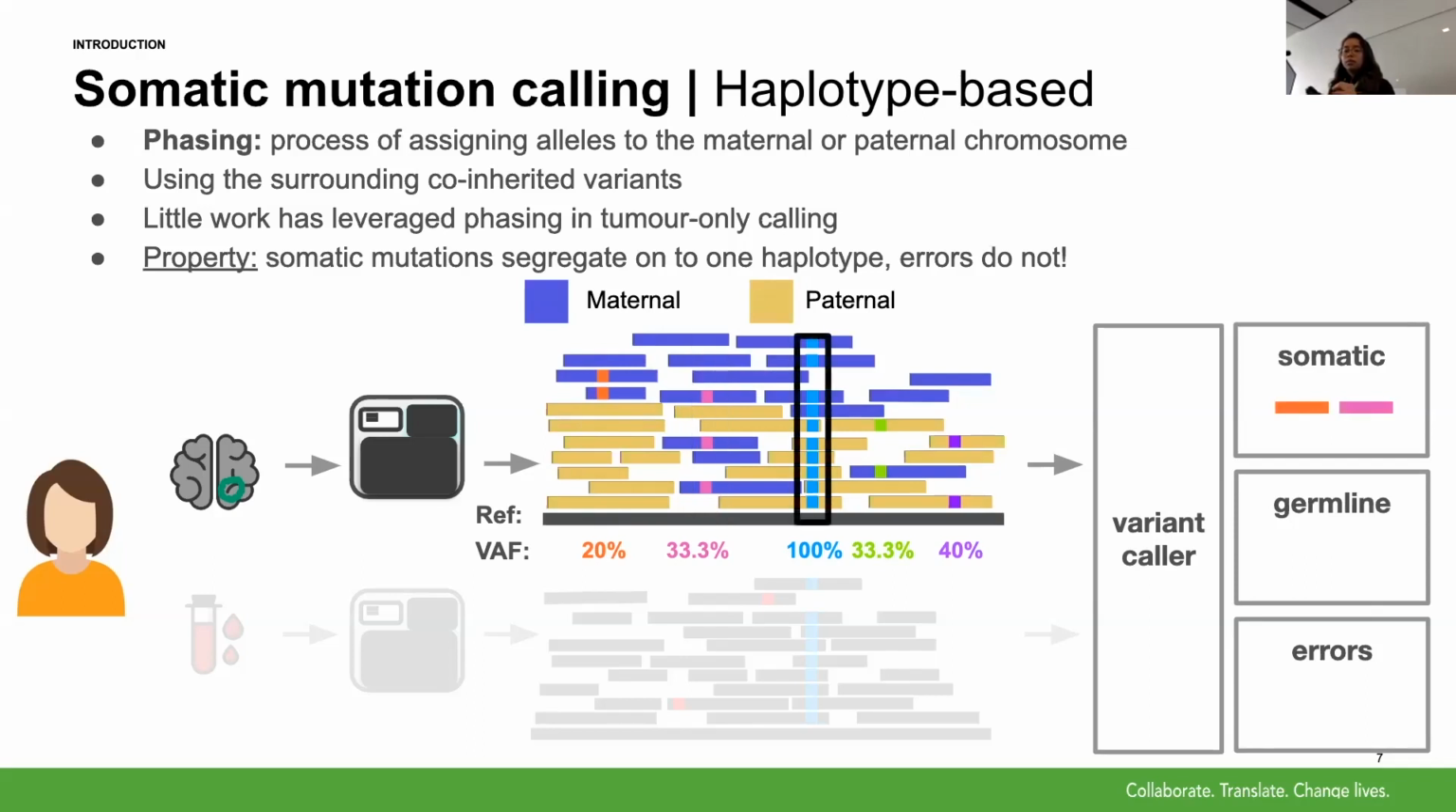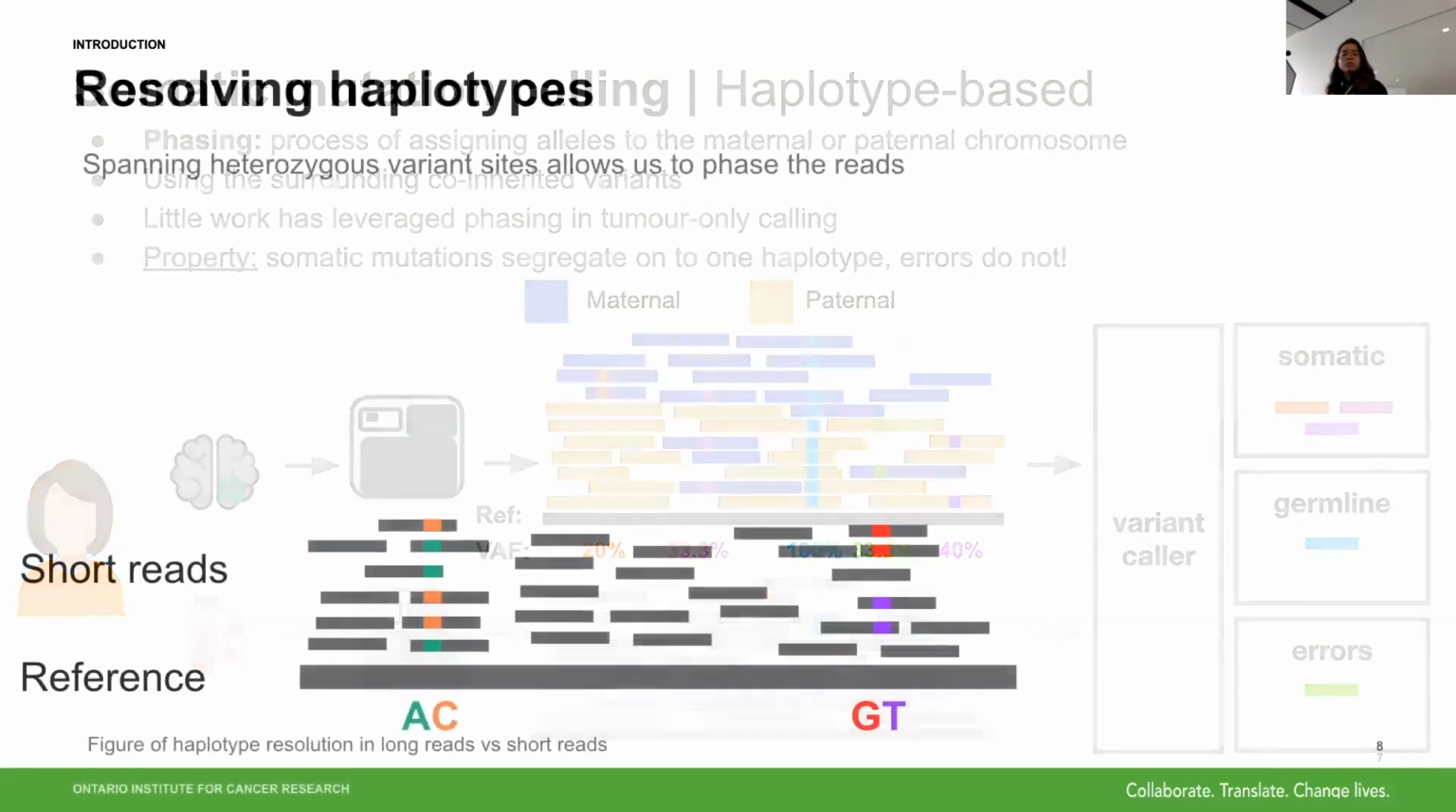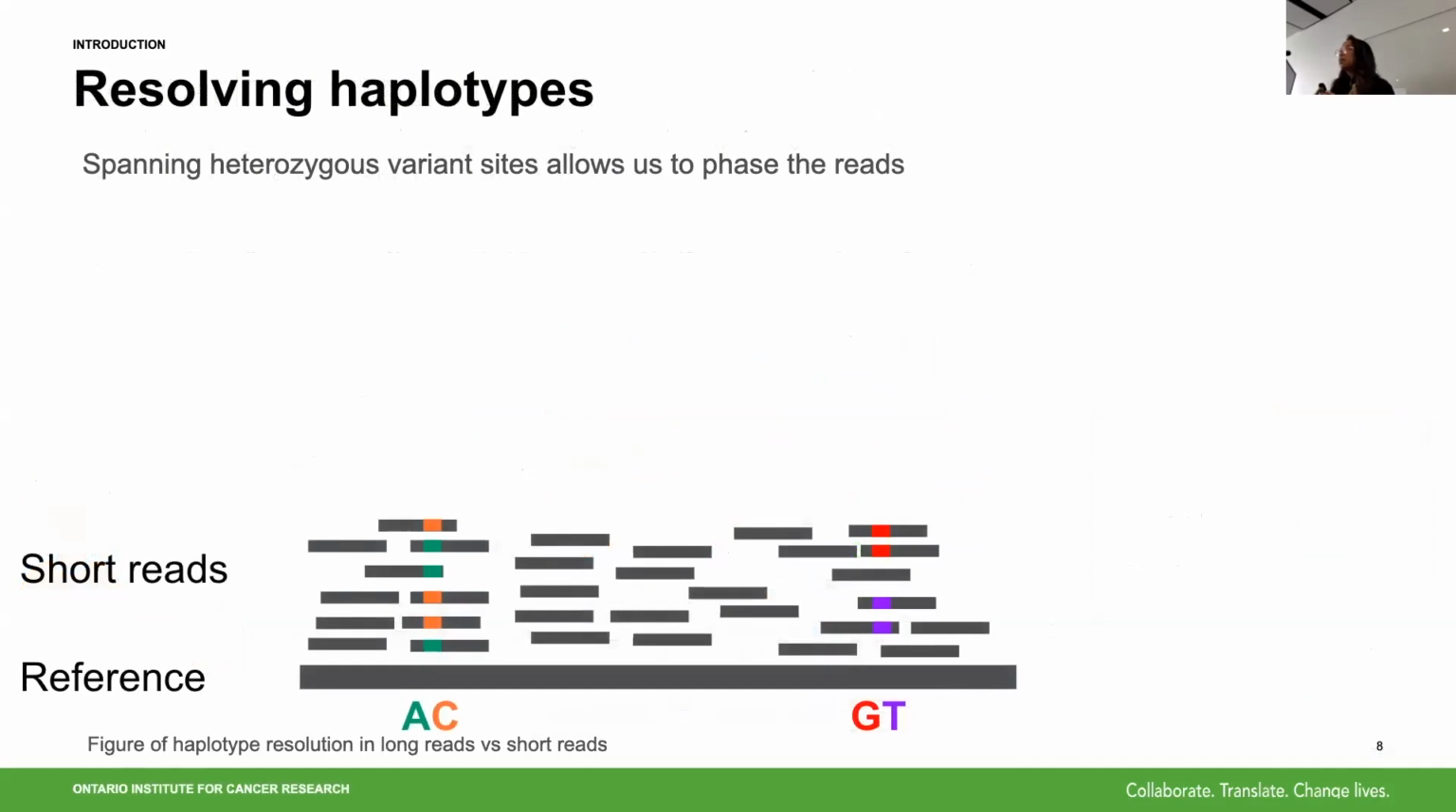This one, we can see that we have evidence for it on both haplotypes. And so this is most likely a germline homozygous variant. What's interesting is this case here, where it doesn't segregate onto a haplotype. This suggests that this is an error. And the final one here is a somatic mutation because it segregates by haplotype. As we can see in this example, using haplotype information can be really useful when calling somatic mutations.